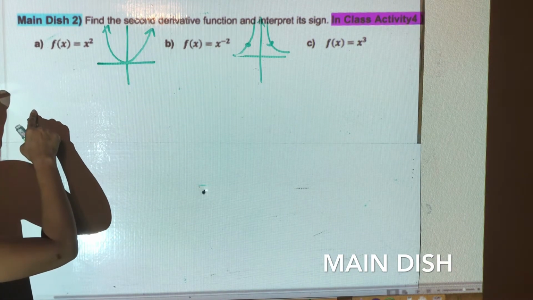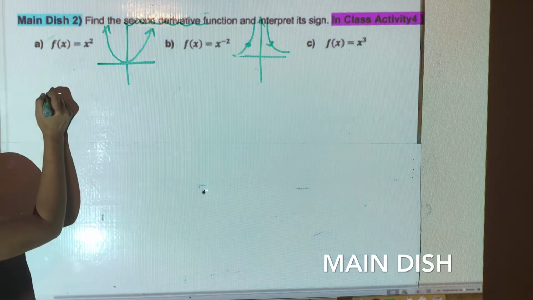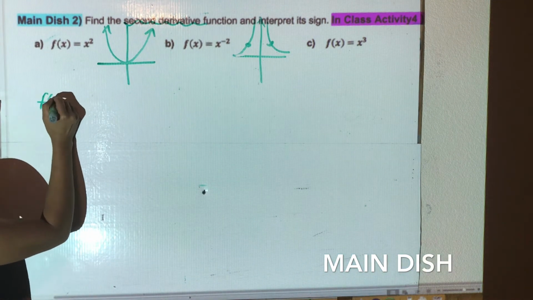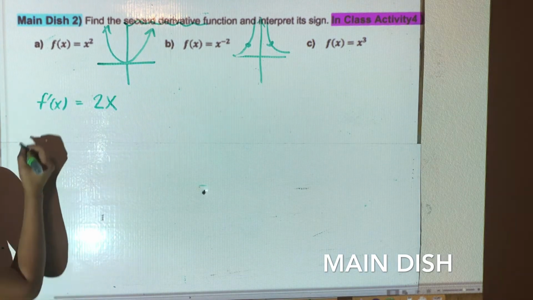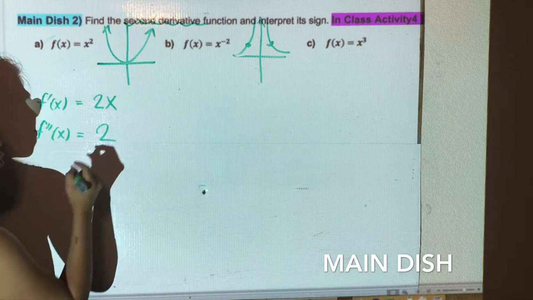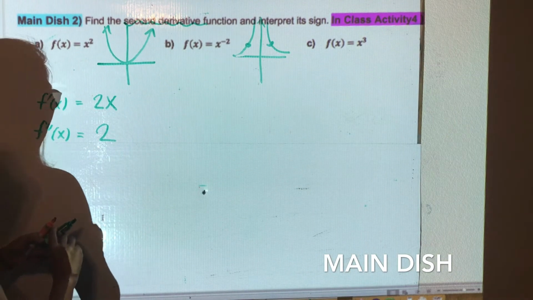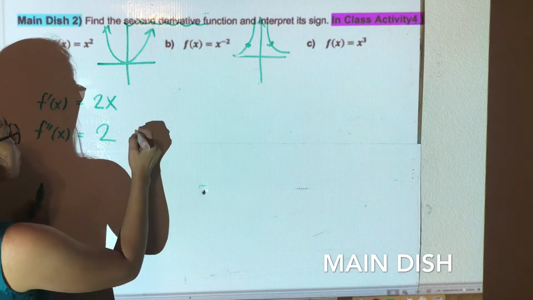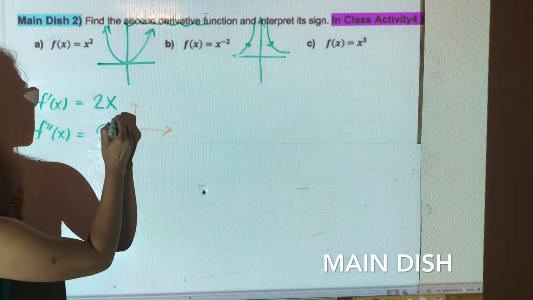And next one, we want to find the second derivative. That means we have to find the first derivative. So the first derivative will be 2x, everybody okay? And then the second derivative will be just 2. So I'm going to actually graph right here. My second derivative is 2.